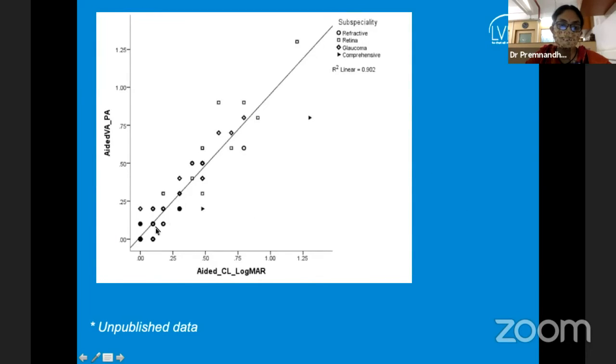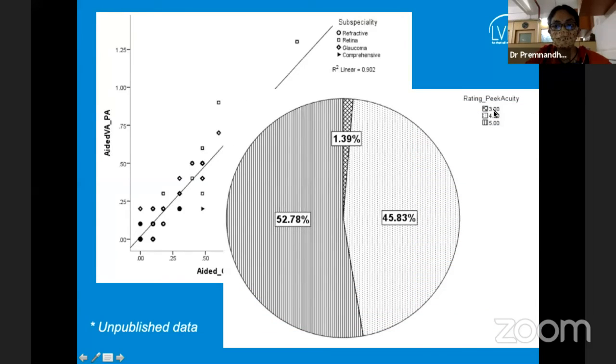What this tells us, these are real patients who were shown an educational video of how to use peak acuity, and they measured it by themselves. Then we compared that to the clinical measure done in the clinic. And it seems to correlate pretty well. So this is encouraging. And this is the rating for the app given by the participants, the patients, and the majority of them found it easy to use after we showed them the instructional video.